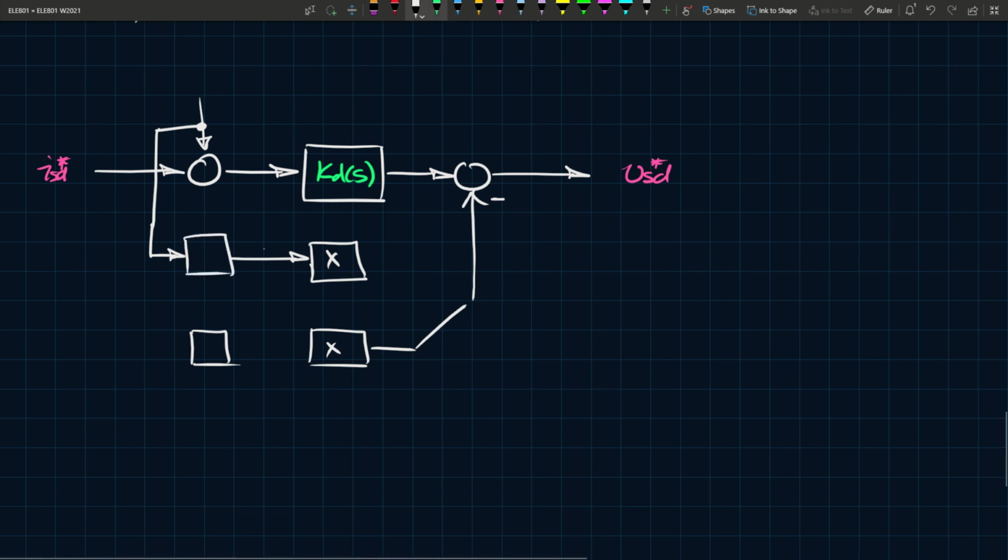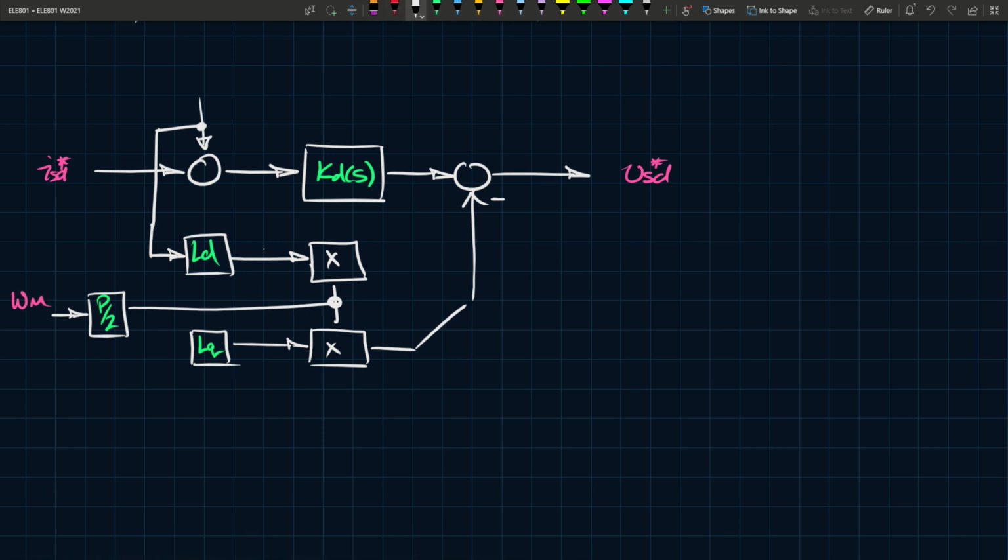And here we have LD, and here we have LQ, and LD and LQ are both multiplied by something that comes into here, block, and goes in like this. So this is P over 2. And if you guessed that this is omega m, then you guessed right. So we have that. This should be subtracted here. That goes around there.